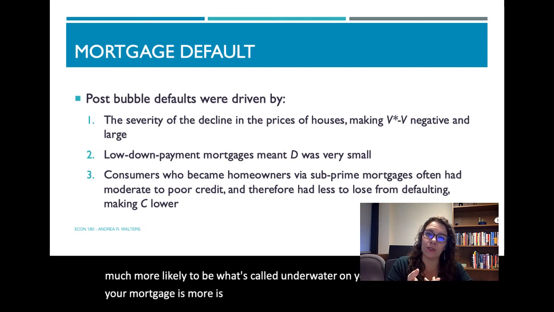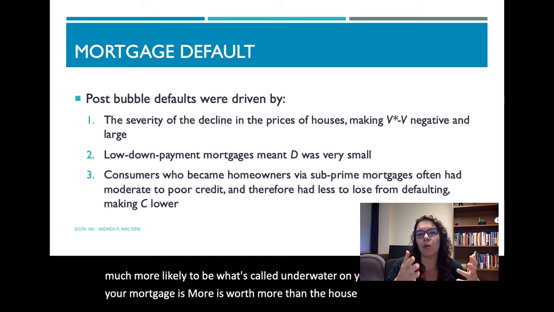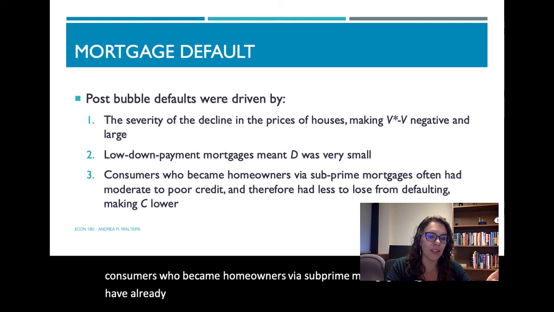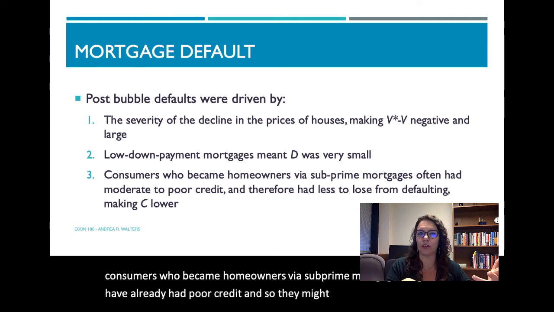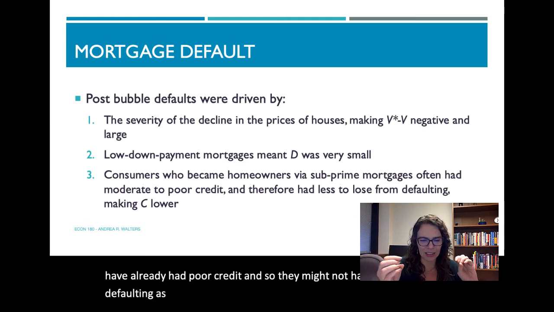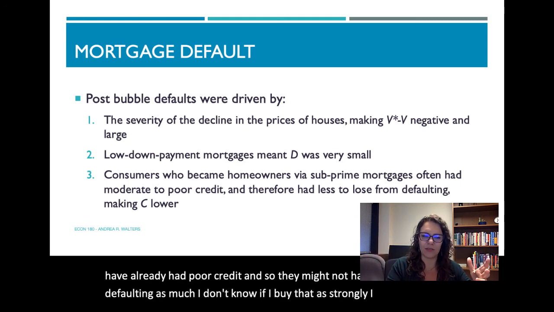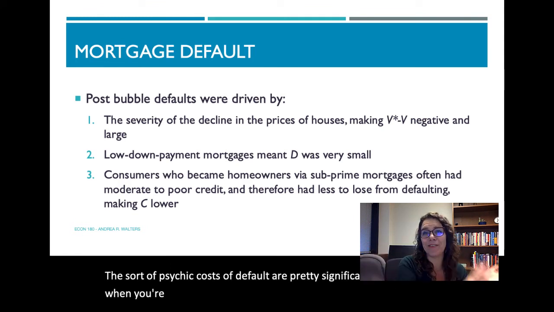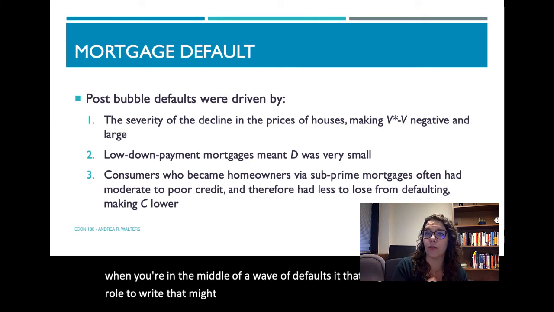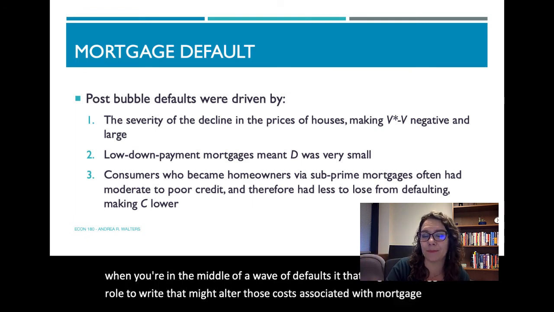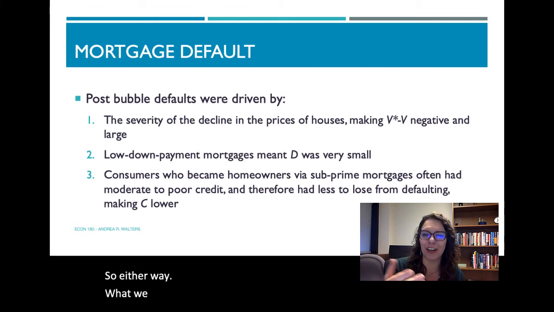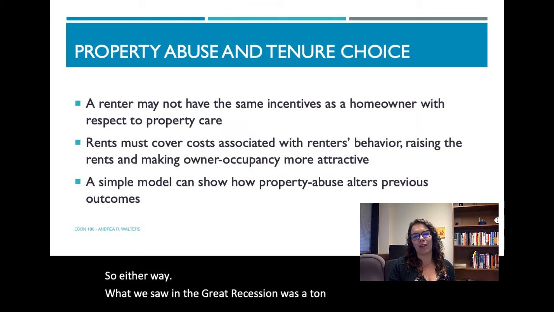than the house itself. And then consumers who became homeowners via subprime mortgages might have already had poor credit, and so they might not have felt the cost of defaulting as much. I don't know if I buy that as strongly. I think the psychic costs of default are pretty significant, but I think when you're in the middle of a wave of defaults, that might play a bigger role too, right? That might alter those costs associated with mortgage default if everybody's doing it. So either way, what we saw in the Great Recession was a ton of mortgages defaulting.